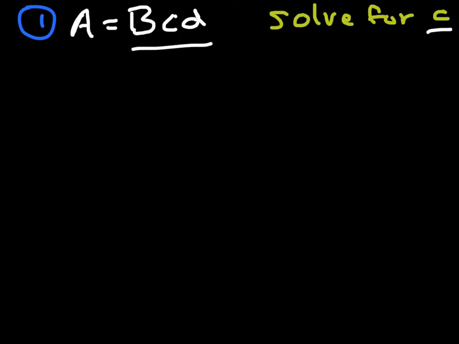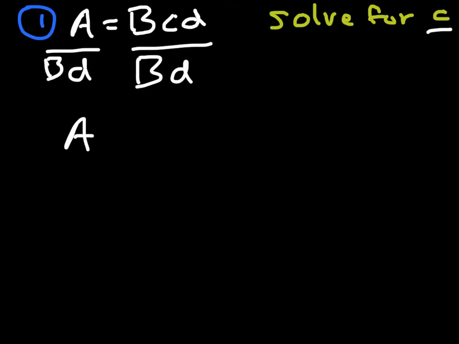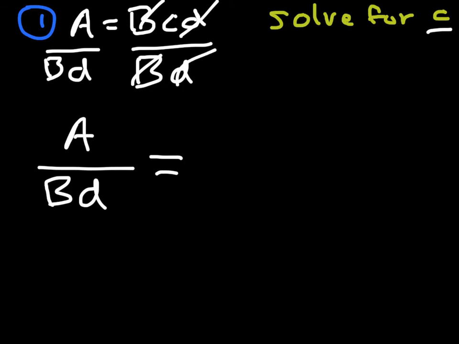So if I divide by my capital B and my lowercase d here, on this side I know I have to do it on both sides. So I'll do it to this side also. And since they're just letters on my left side, that's just going to be left as A over B times D. And on my right side, my B's and my D's cancel here. So I'm just left with C. Now my C is by itself, and therefore I'm done. That's all they want for this.